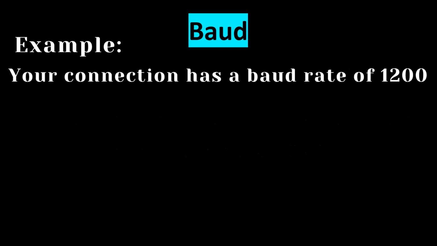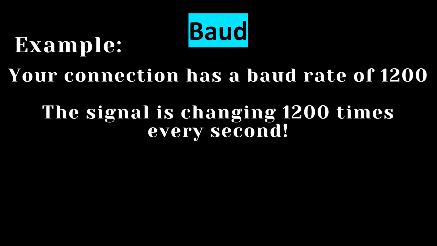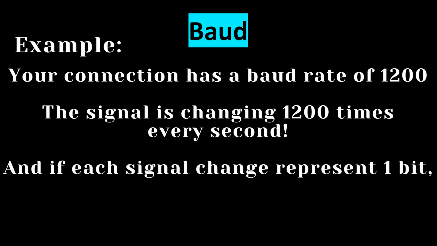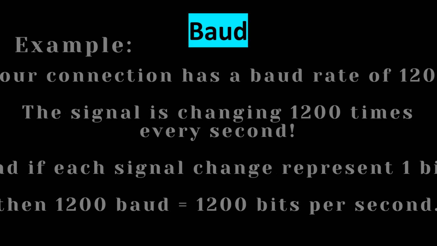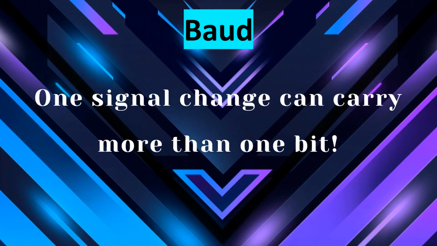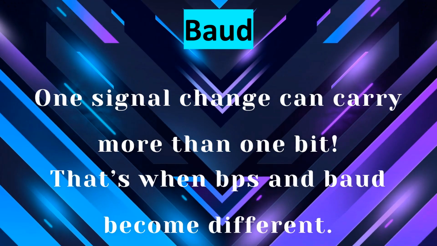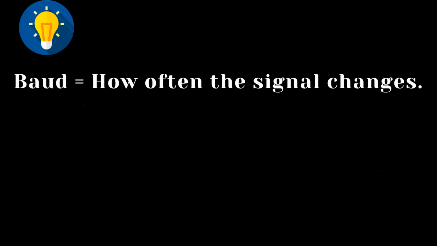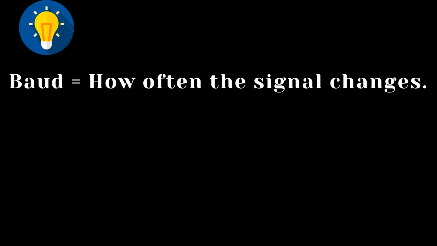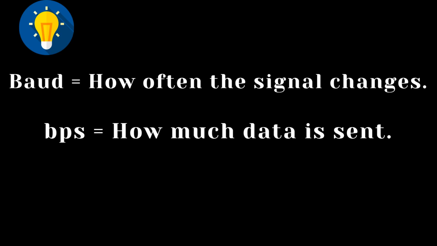Let's see an example. Let's say your connection has a baud rate of 1,200, that means the signal is changing 1,200 times every second. And if each signal change represents 1 bit, then 1200 baud equals 1,200 bits per second. But here's a fun fact, with advanced tech, one signal change can carry more than 1 bit. That's when BPS and baud become different. But don't worry, just remember, baud equals how often the signal changes. BPS equals how much data is sent.